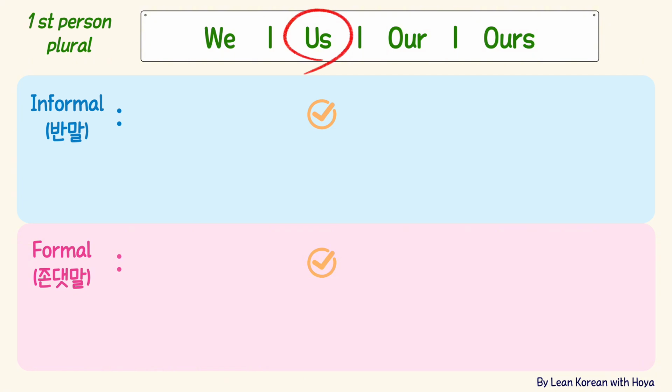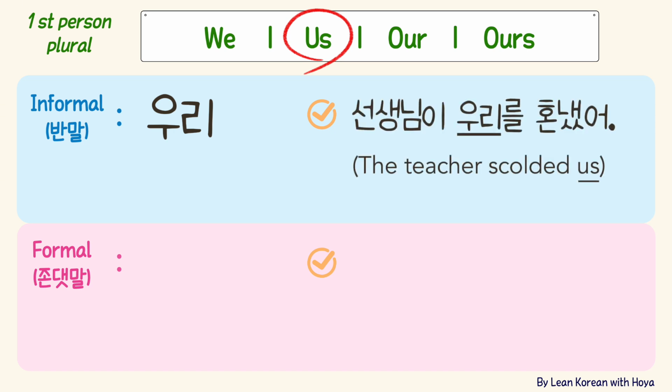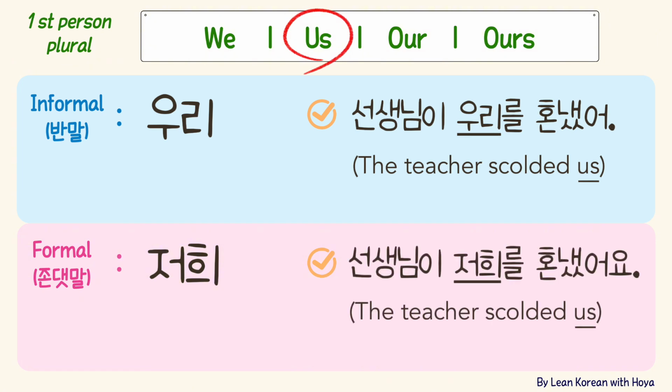The next one is us. The informal version is 우리. The teacher scolded us. 선생님이 우리를 혼냈어. The formal version is 저희. 선생님이 저희를 혼냈어요.